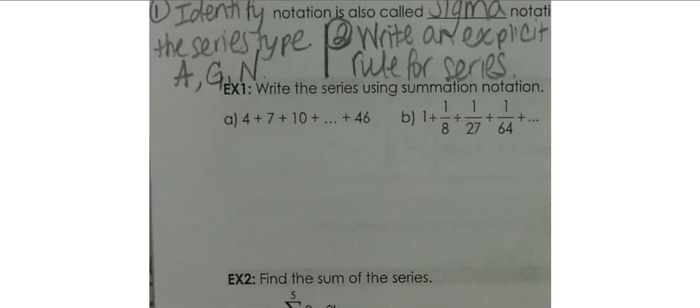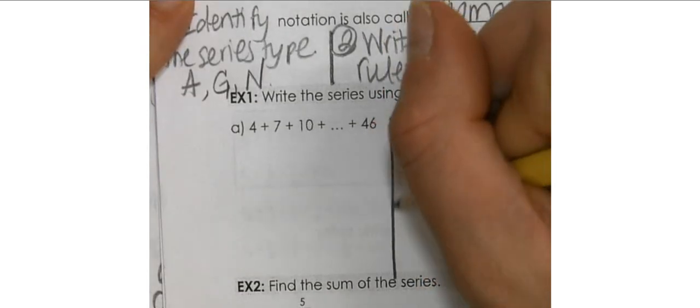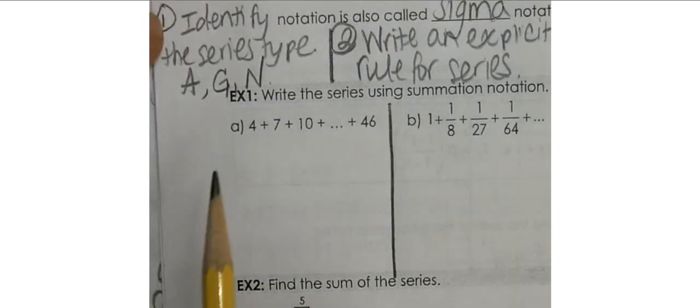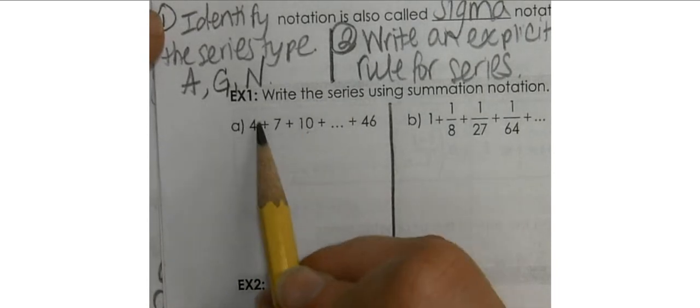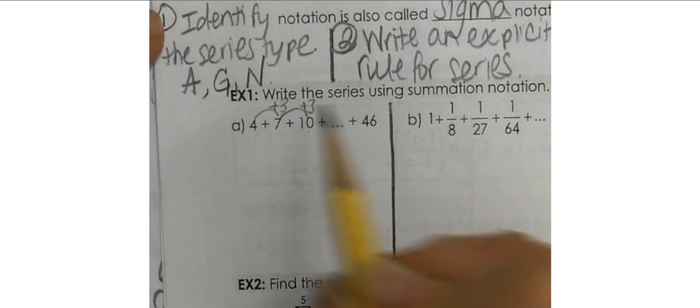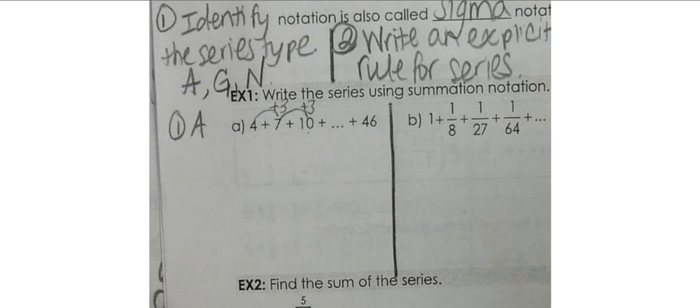All right, let's go ahead and practice this. Let's look at letter A. For letter A, I'm going to draw a line for some space because there's not a lot of space right here. The first thing I need to do is analyze the numbers. I have 4, 7, 10. To go from 4 to 7, I know I can add 3, and to go from 7 to 10, I'm adding 3. So from the very beginning, step number 1, I can tell that this is going to be arithmetic.